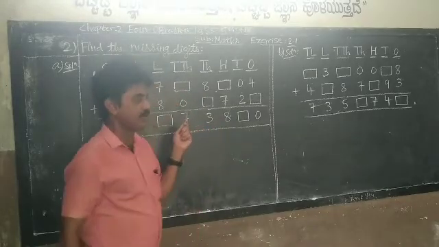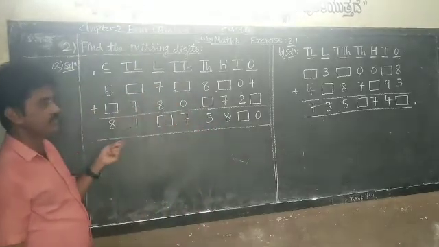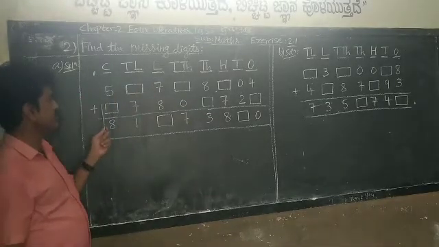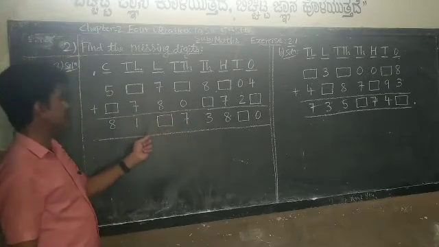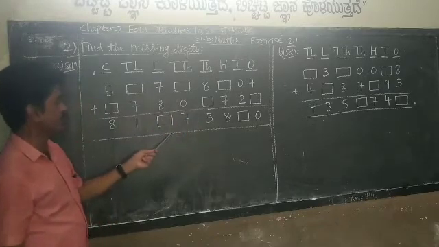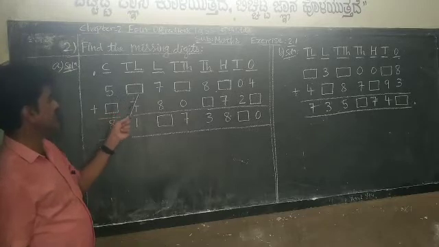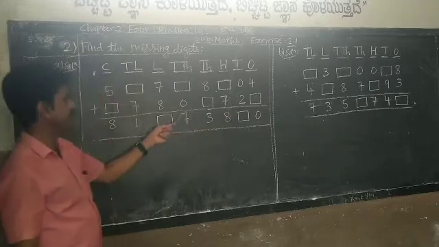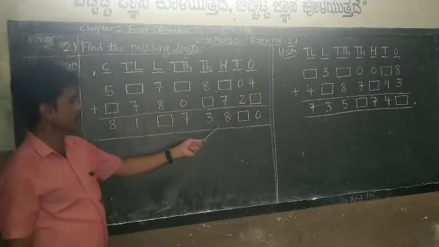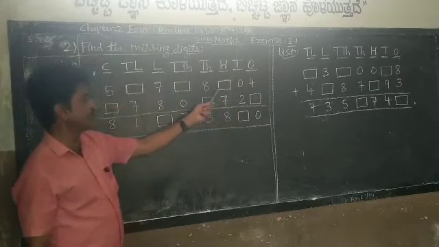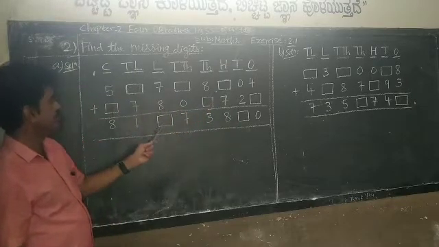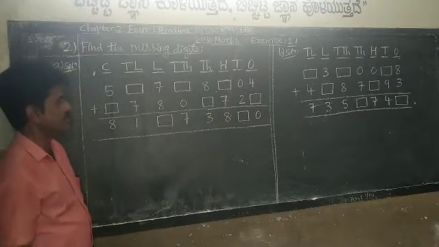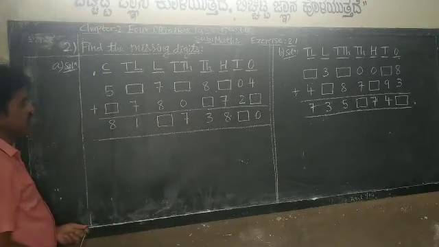In first main question, we have done about adding numbers. This is second main question. Find the missing digits. See, 2 numbers are given here, and the sum is also given. But there are some missing digits that you have to fill in these boxes. You have to fill the correct digit in the box by seeing the answer.